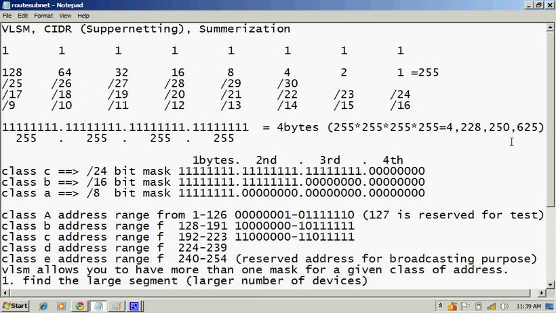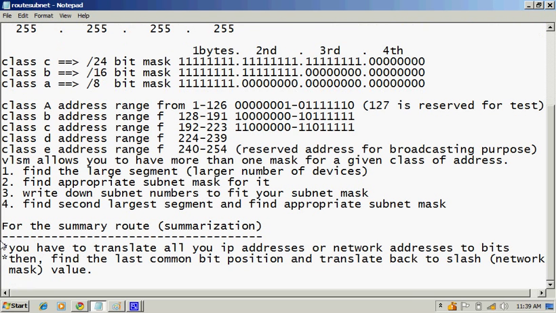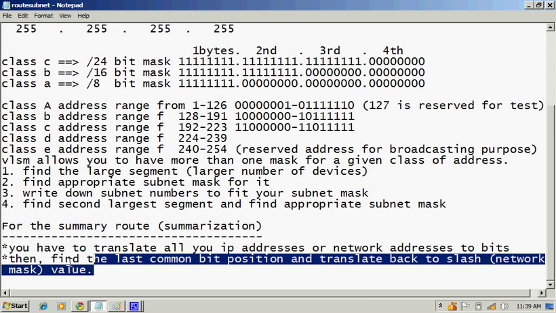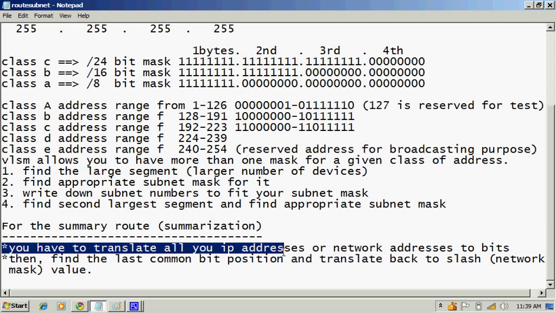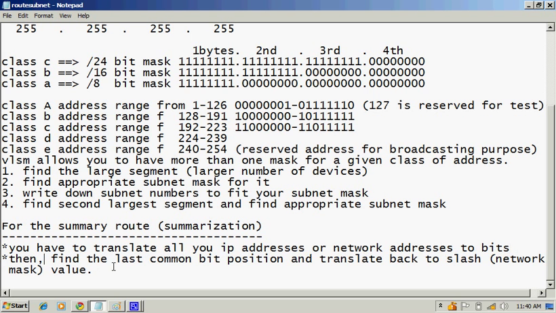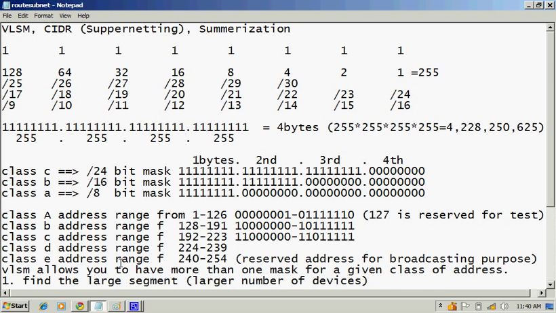Now, whenever we are doing subnetting, summarization is a short note. When we are doing summarizations, you have to translate all your IP addresses or network addresses to bits, then find the common bits position and translate back to slash. That slash value will be your route summarization. Thank you.